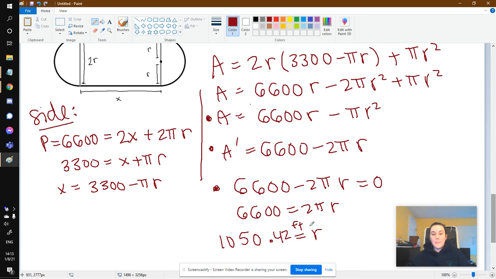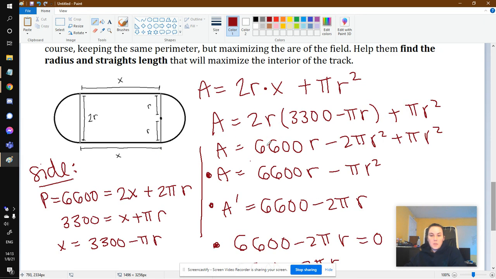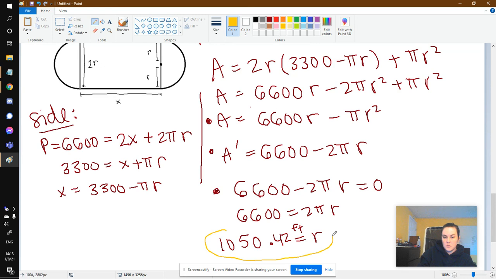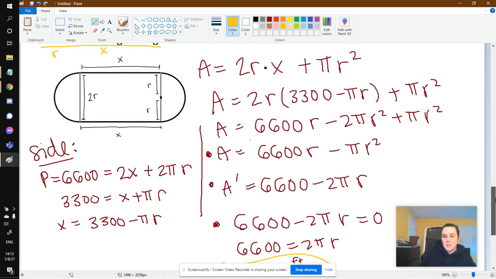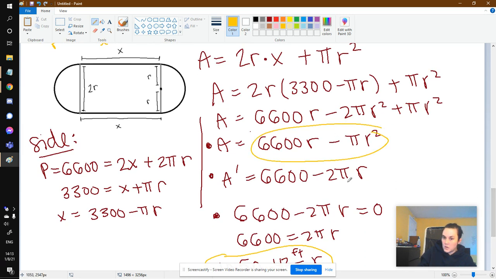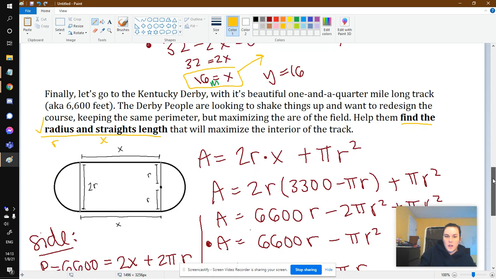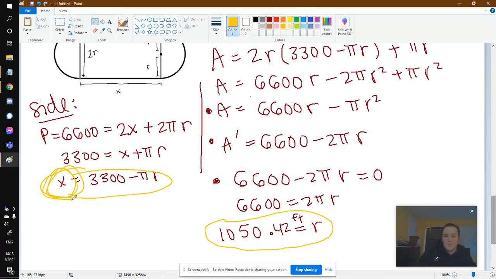We're done. Psych. We have to look at what the question is actually asking. The question is saying find the straights and radius length. We found the radius. So let's come down here. We're doing good. And then to find the straights, so that's the x, right? Instead of plugging it into this area equation, because that would give us the area, not the x, we're going to plug it into this equation. If we're looking for x, we should find the equation that equals x, right?